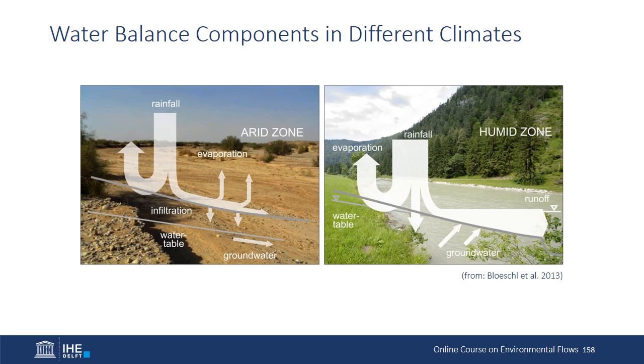Also, the water balance components will be affected in different climates by these different runoff processes. If you have a look at these two pictures indicating water balance components for arid zone on the left hand side and for humid zone on the right hand side, you see the clear difference between the runoff components which are coming to a discharge value.